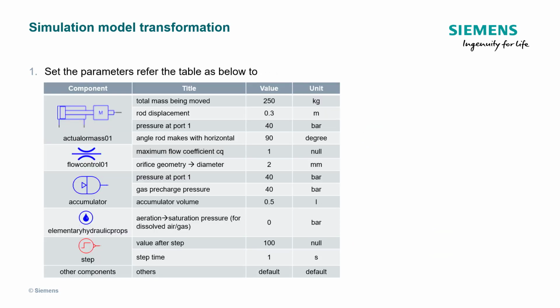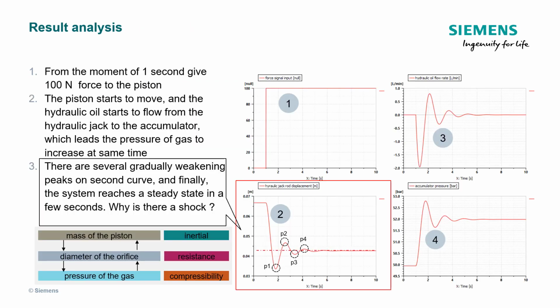Now we will show how to set parameters for the hydraulic suspension model. If you have opened MSIM, you should enter the parameter mode of MSIM and set parameters refer to the value of table as shown below. We should notice the units of parameters.